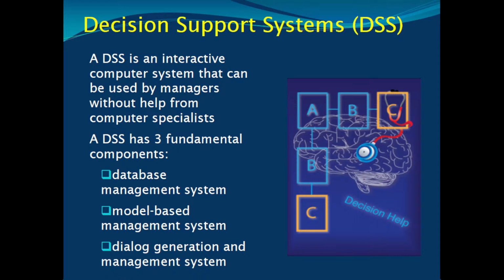The next subcategory of information system is the decision support system, DSS. A decision support system is an interactive computer system that can be used by managers without help from computer specialists. A decision support system has three fundamental components: database management system, model-based management system, and dialogue generation and management system.